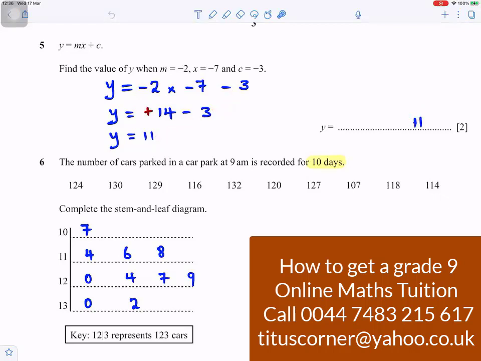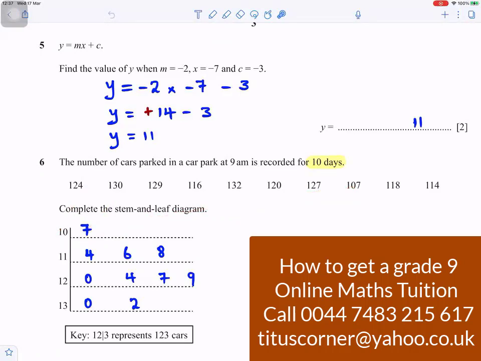Question number 6. The number of cars parked in a car park at 9 a.m. is recorded for 10 days. Complete the stem and leaf diagram. In the stem, they've got 10, 11, 12, 13. So you look at the key. 12|3 represents 123 cars. So in a stem and leaf diagram, you always put them in order from smallest to biggest. So the smallest number is 107. So you have 10 in the stem and 7 in the leaf.